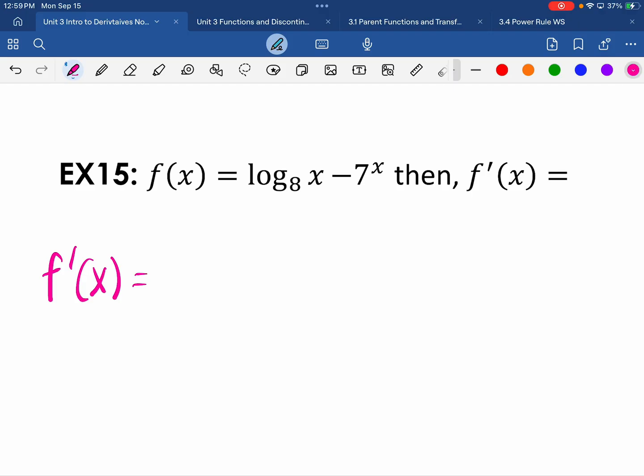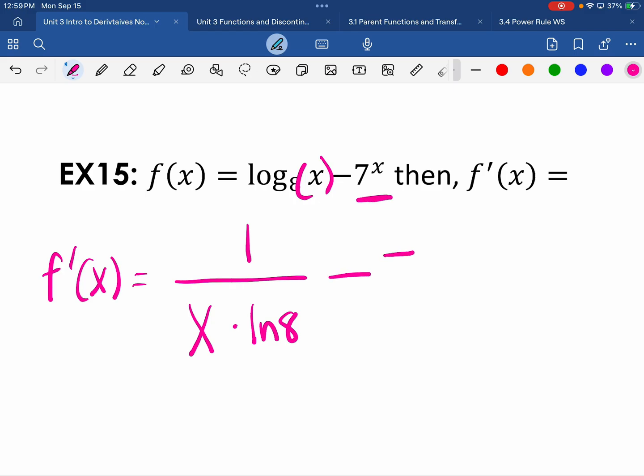So 15, we're going to first take the derivative. What's inside the log? Just the x is in the log, so x is going to go on the bottom. What else is going to go on the bottom? ln of 8. And what's going to be on top? 1 minus the derivative of 7 to the x, which is 7 to the x, and then you have to account for the ln, so ln of 7.